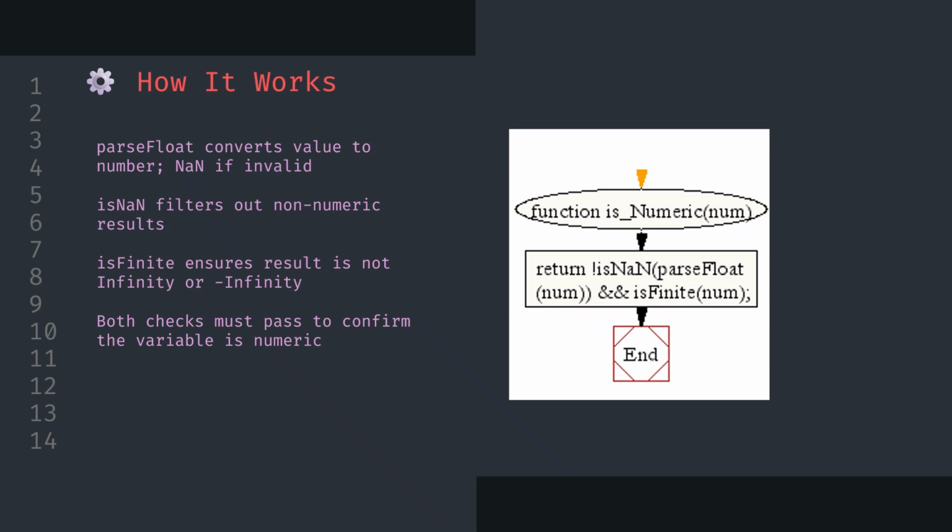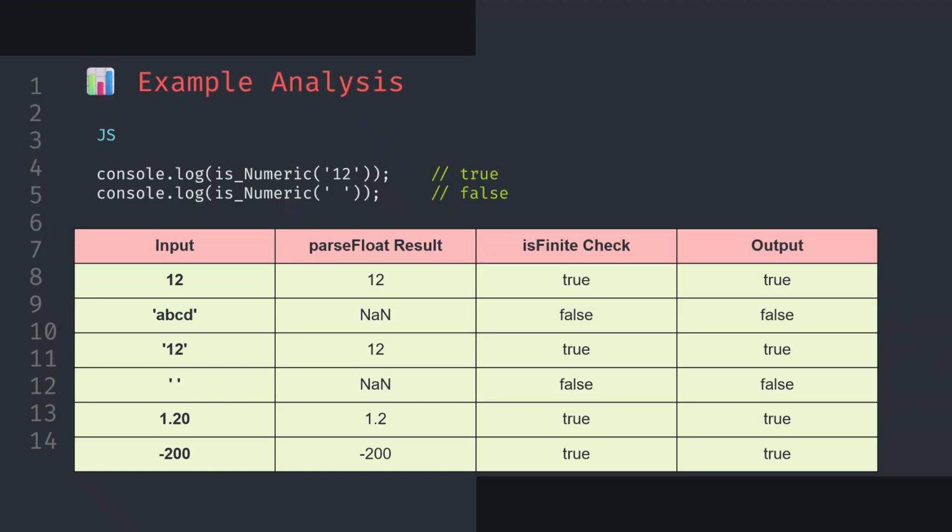Now, let's look at some examples. Here, we test different values using our function. Notice, numeric strings pass, while the text and empty strings fail. Negative numbers and decimals also work perfectly fine. This makes it great for all kinds of inputs.